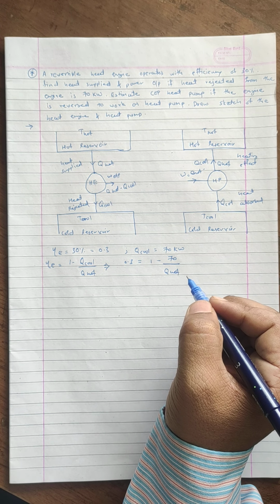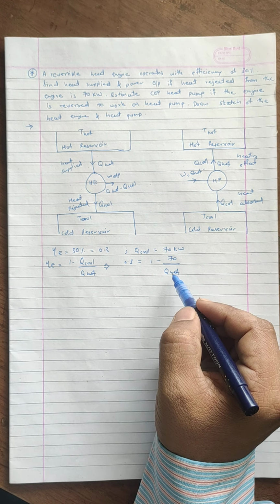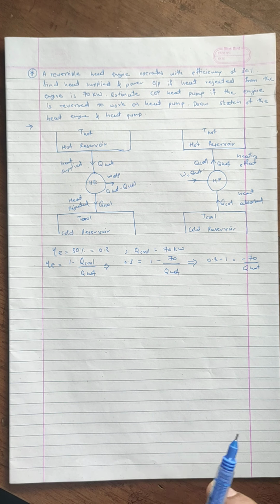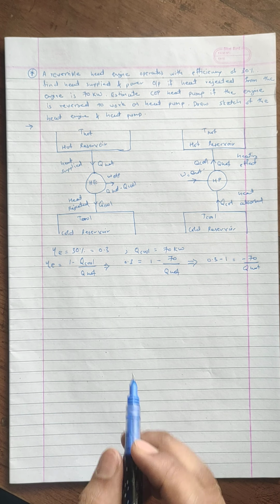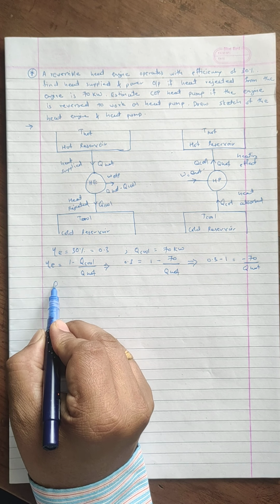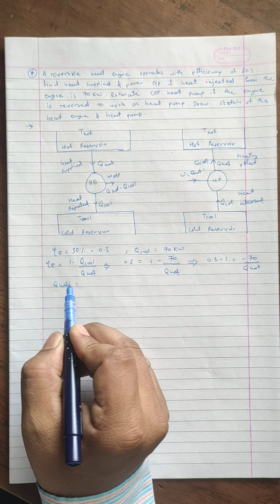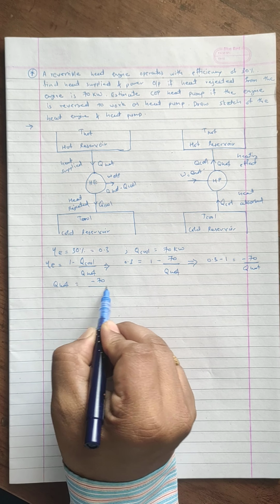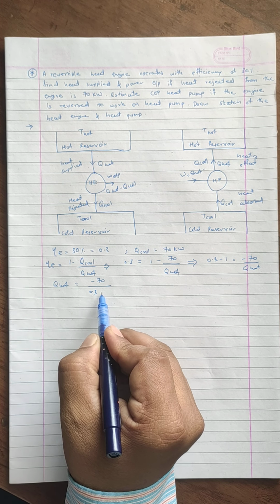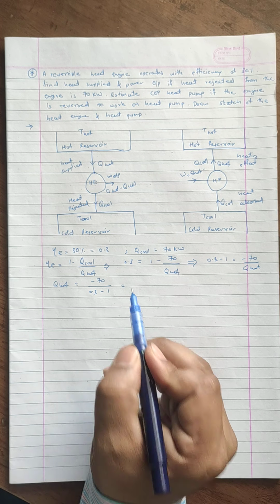So if we solve this, how we can solve this? 0.3 minus 1 will be equals to minus 70 upon Q hot. Okay, then what will be the answer over here? Or Q hot will be equals to minus 70 upon 0.3 minus 1. So let us find out this answer.